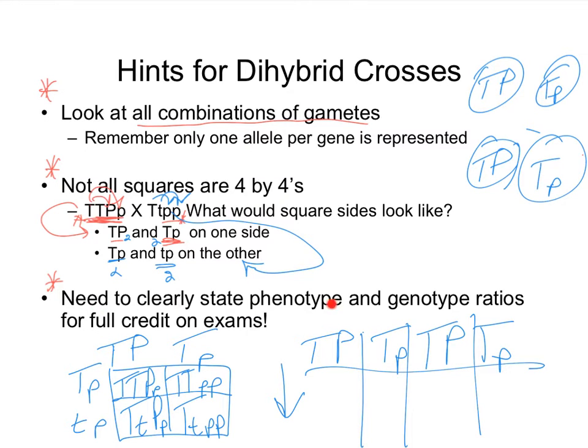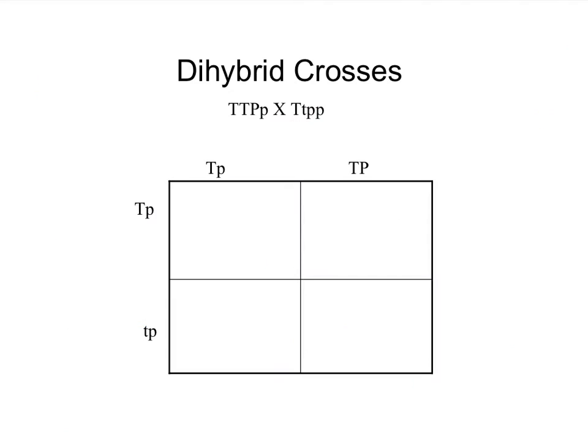So you need to clearly state the phenotype and genotypic ratios. And so let's take a look. So this is a dihybrid cross. This would be the dihybrid cross that you would have gotten from these 2 parents that I just did the FOIL method on. And you'd have this going on, right?